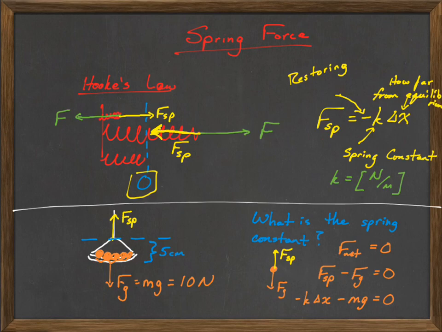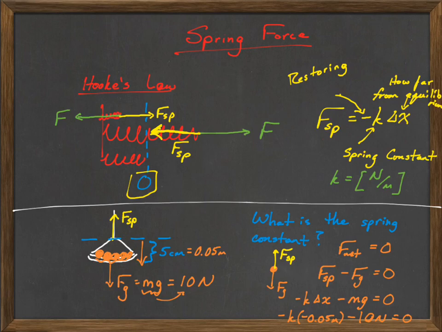So when I go to plug in numbers, I've got minus k. Now delta x in meters. How far did it stretch in meters? 5 centimeters is 0.05 meters. And notice which way it stretched. Downward. Which means our delta x is negative 0.05 meters. The mass of the objects, well, we don't know that, but we know the whole product was 10 newtons.